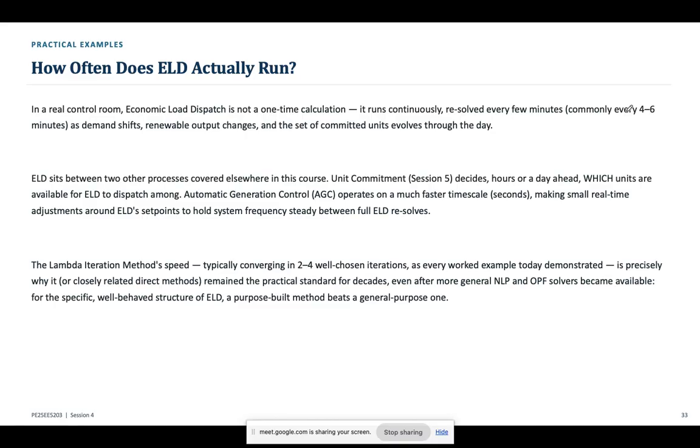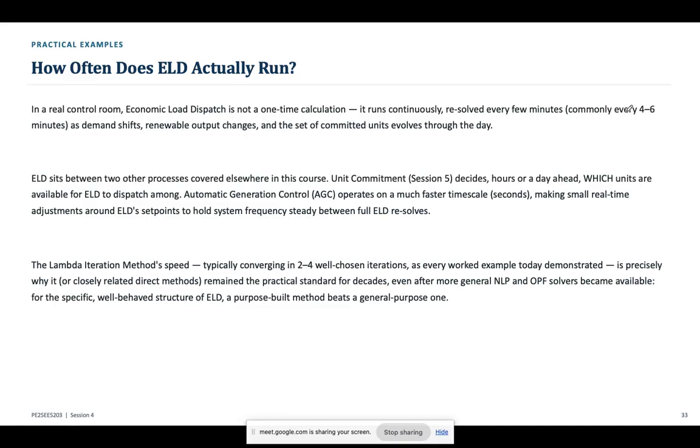Operating points of the grid change continuously. Demand changes as consumers switch appliances. Industrial loads vary. Weather changes. Renewable generation rises and falls, and generator availability changes. Therefore, the economic set points must be repeatedly recalculated.